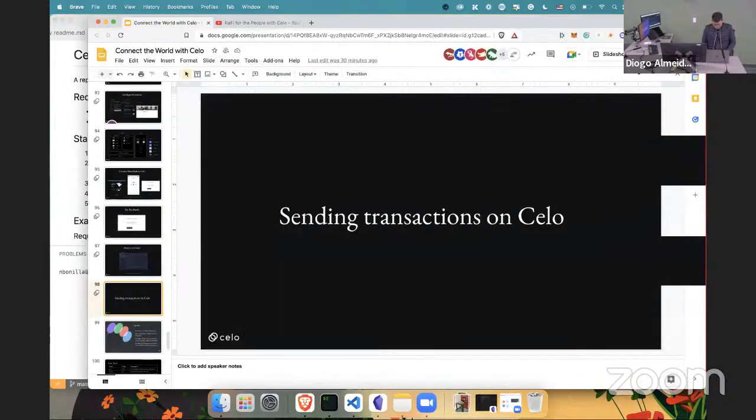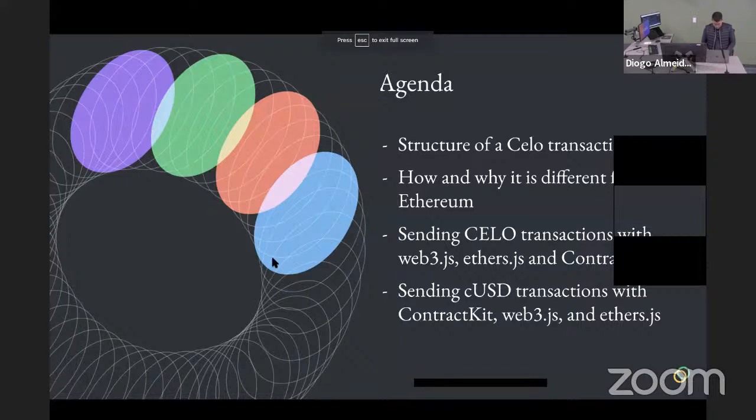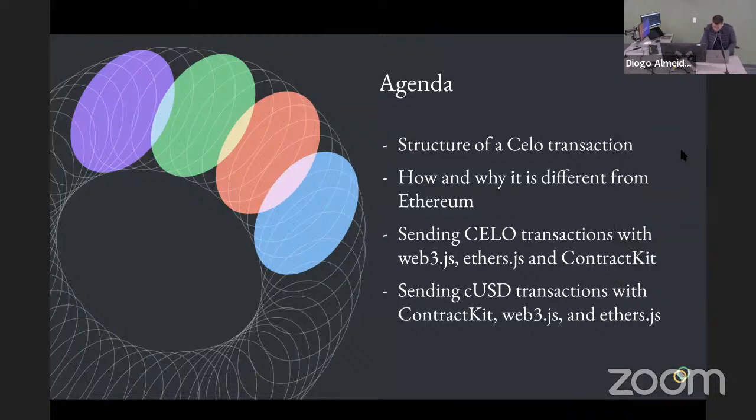For the code, what we're gonna do right now is structure a Celo transaction. As I mentioned, we're gonna describe how and why it's different from an Ethereum transaction. We're gonna send some Celo with different libraries, Web3.js, Ether.js, and ContractKit. And we're gonna send some stablecoins also with this library.